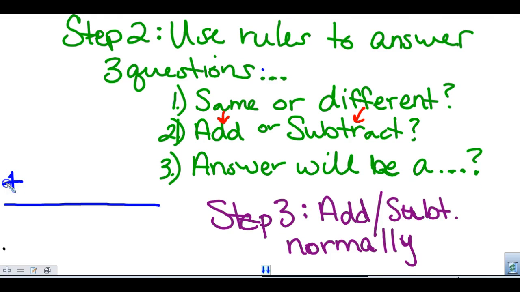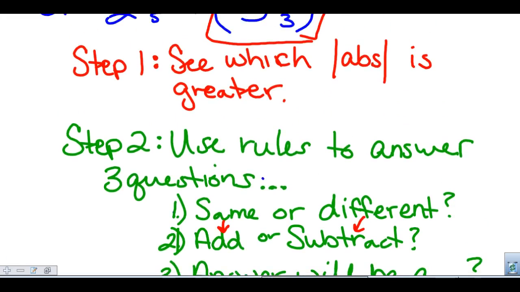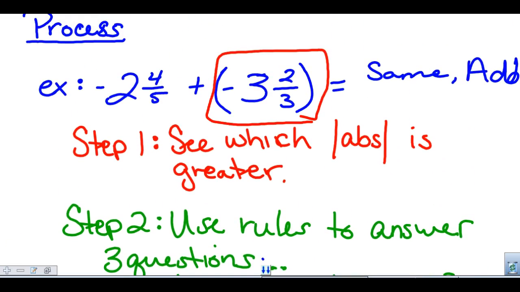I'm going to put this addition sign right there. Then I need to determine my answer. Is my answer going to be negative or positive? Well, if they're both the same, I'm going to find the sum, which means add, and the sign stays the same. So I'm going to end up with a negative in the end. It's kind of like I'm going further negative.